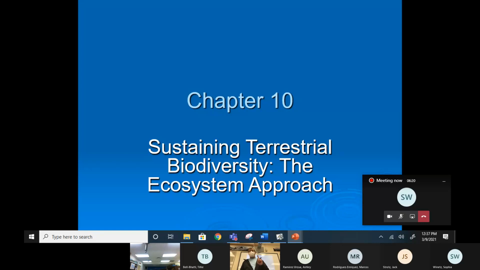Chapter 9 is about preserving species one by one. Chapter 10 is about preserving entire ecosystems, and kind of the opposite too, by looking at the damage that's happening to entire ecosystems. And then chapter 11 is very similar but underwater. It's about aquatic ecosystems and maintaining them in a functioning state. Okay?